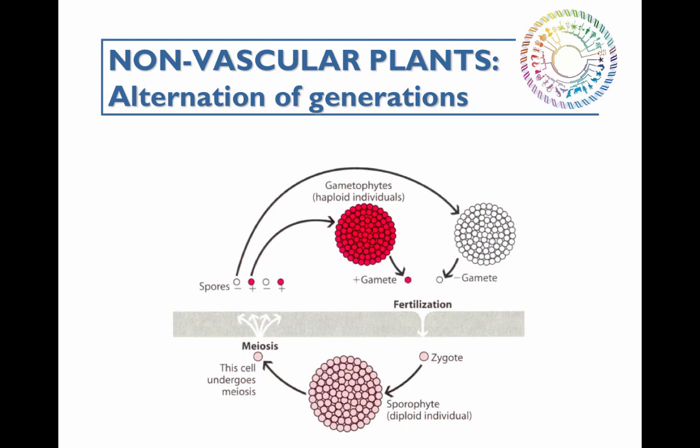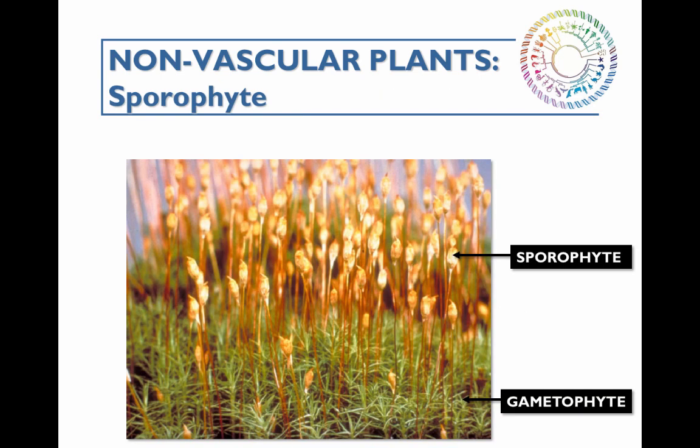So, alternation of generations in the non-vascular plants. Let's have a look at some photographs to show these different phases. In this photograph, there are basically two parts. There's the green part down below, which is the gametophyte. It's the dominant haploid phase of the life cycle. But we also have the sporophyte, the multicellular diploid phase of the life cycle, here in brown.